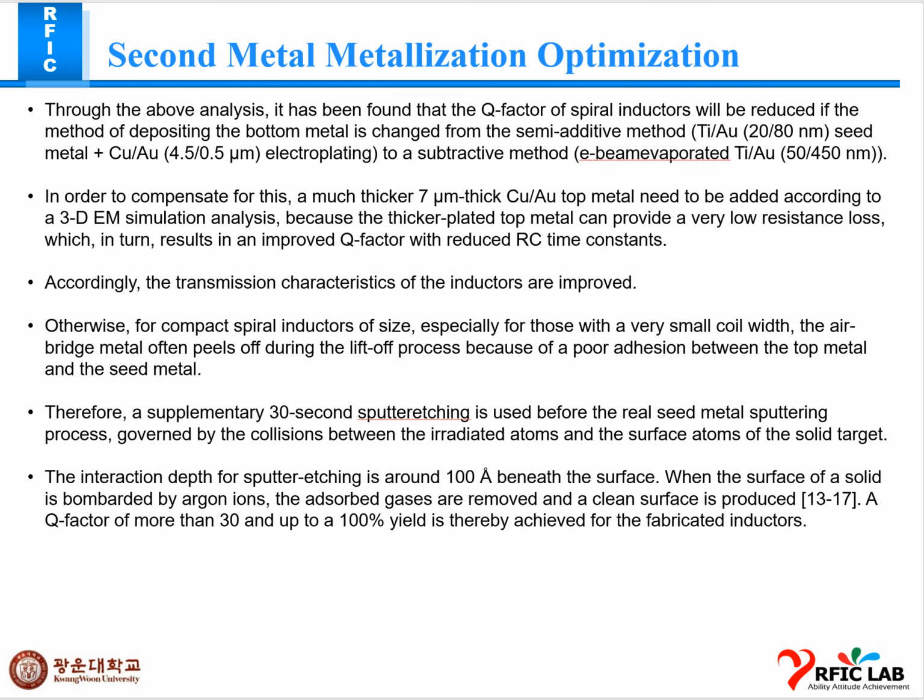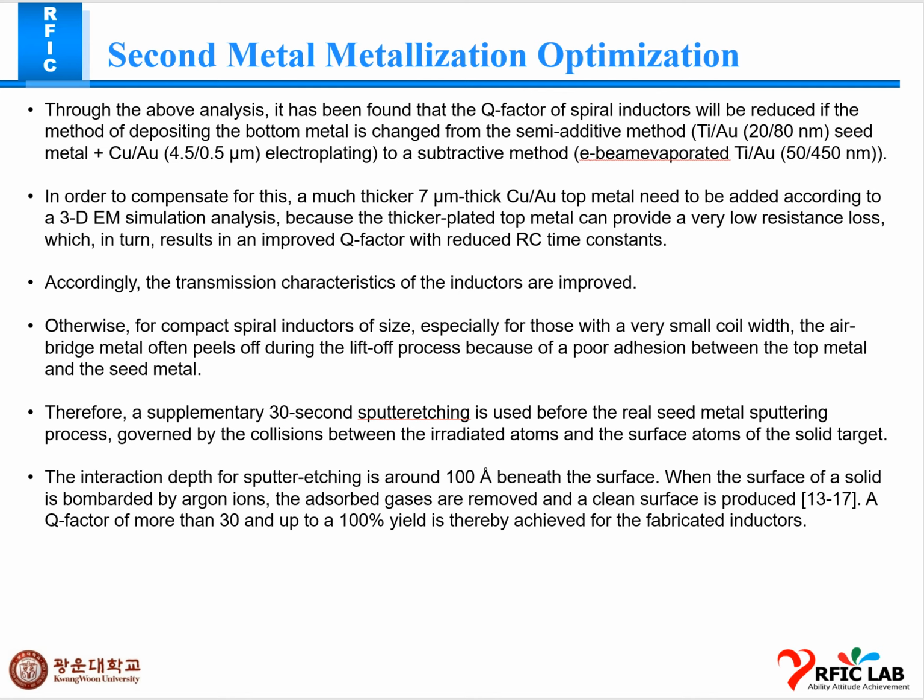And this second metallization optimization. In this process, in order to compensate this, a much thicker, 7 micrometer thick Cu and Au top metal needed to be added according to 3D EM simulation analysis, because the thicker plated top metal can provide very low resistance loss, which in turn results in improved Q factor with reduced RC time constant.